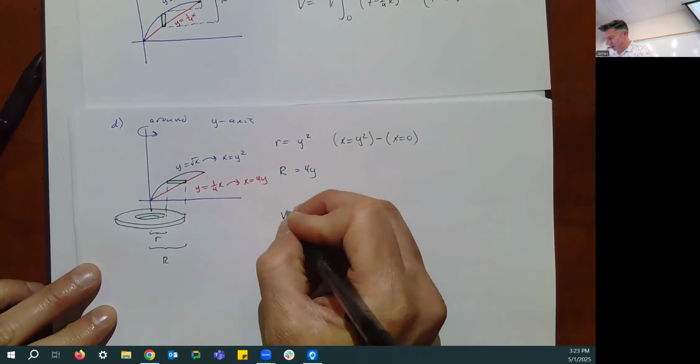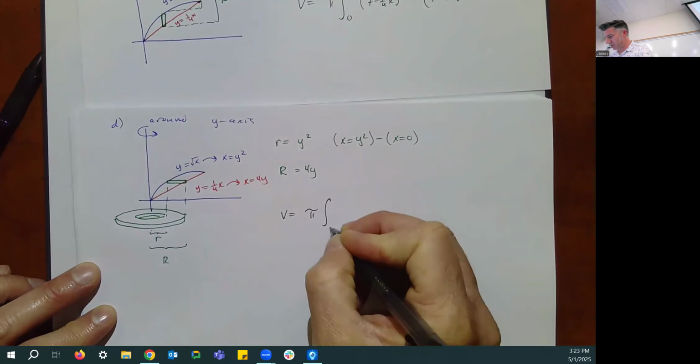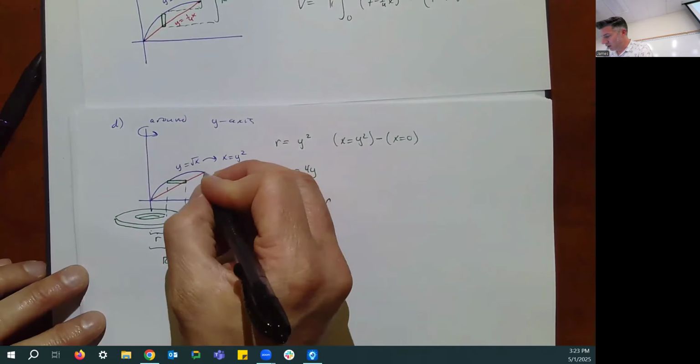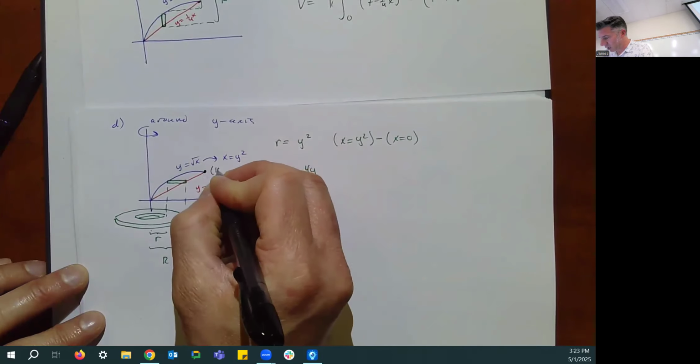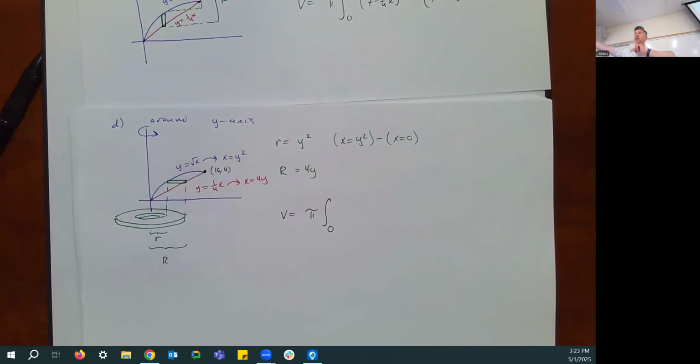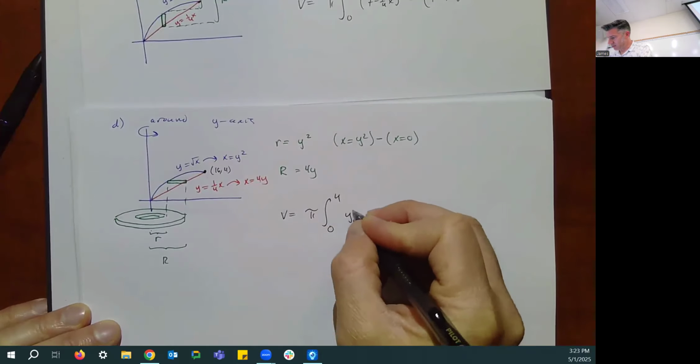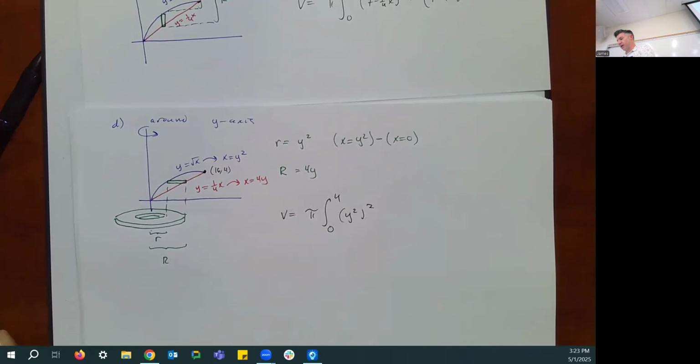Our volume is going to be pi integral from 0 to not 16, right? Because our upper point here was 16 comma 4. The x values went from 0 to 16. The y values are going from 0 to 4. Big radius squared. Oops, that's not the big radius squared.